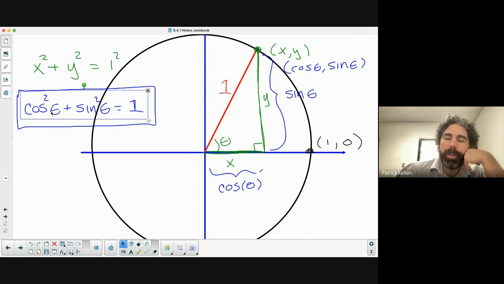This is a big identity, and you're going to use it often. And, unfortunately, you're going to have to memorize some of these.